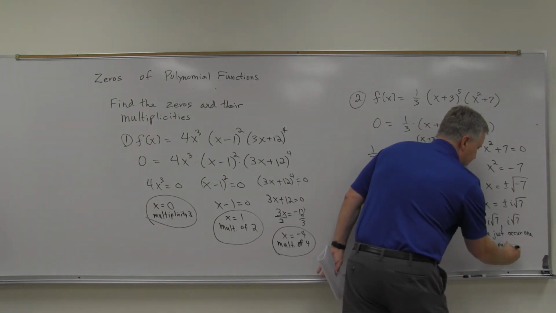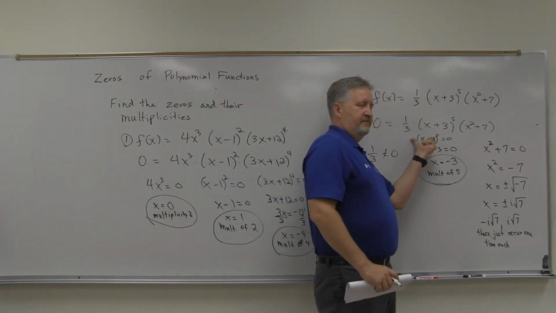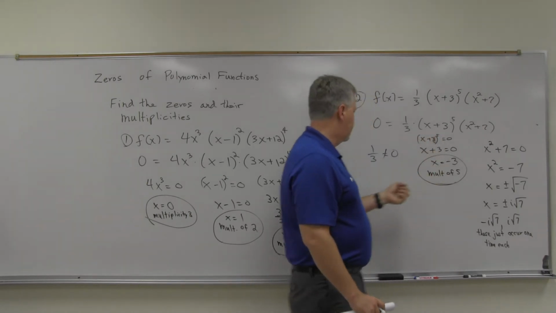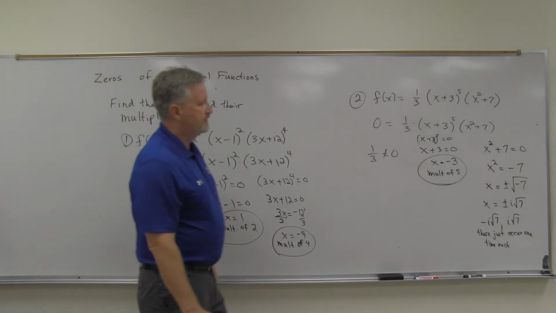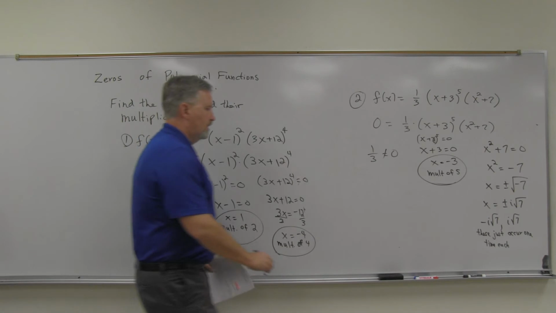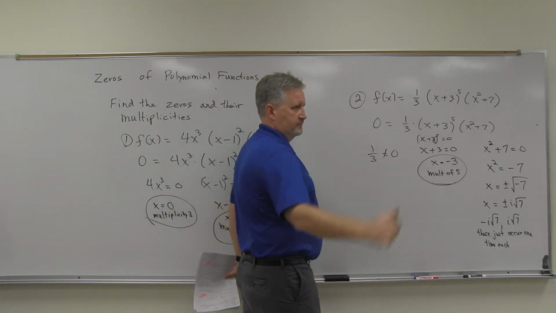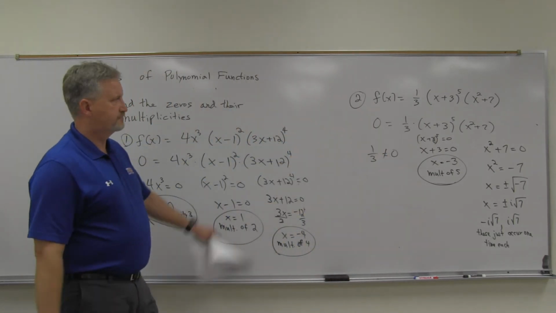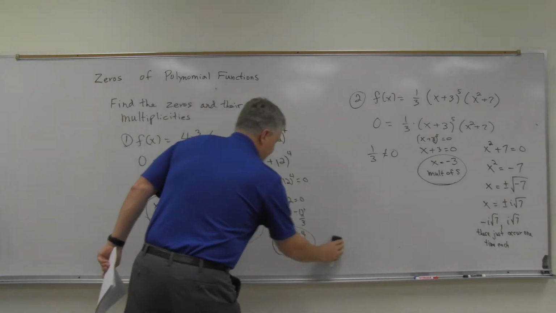So we said the power tells you the multiplicity, but that's only if you have something like this, outside of the binomial. Okay. Any other questions on that? What happens to the 1/3? The 1/3 just doesn't give you any zero. So it just drops off. As far as this problem is concerned, it just falls out. All right.